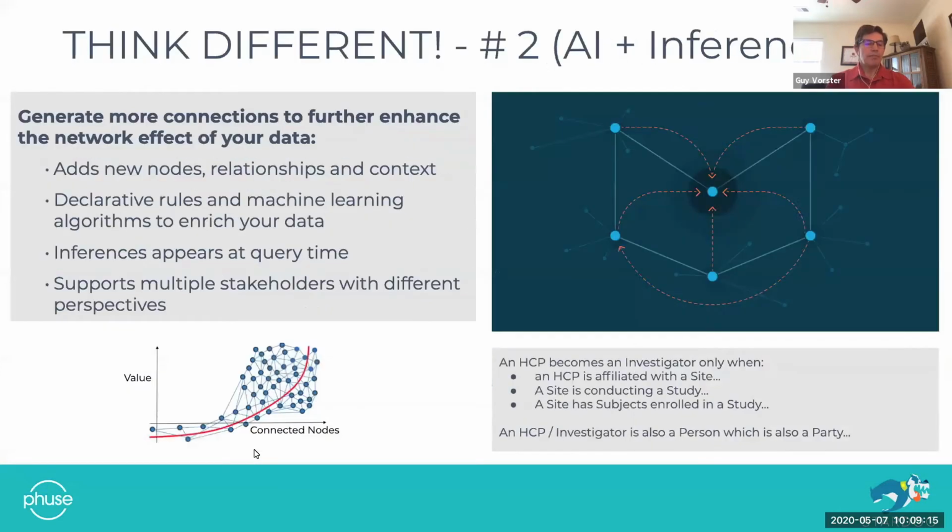The second part is about using AI and inferencing to be able to generate more connections to further enhance the network effect within our data. And per Metcalfe's law, the more connections we can generate between the nodes in a network, the more valuable the network becomes. And this is done via a combination of declarative rules and also machine learning capabilities, where these inferred connections will start appearing as we ask and answer questions within the graph.